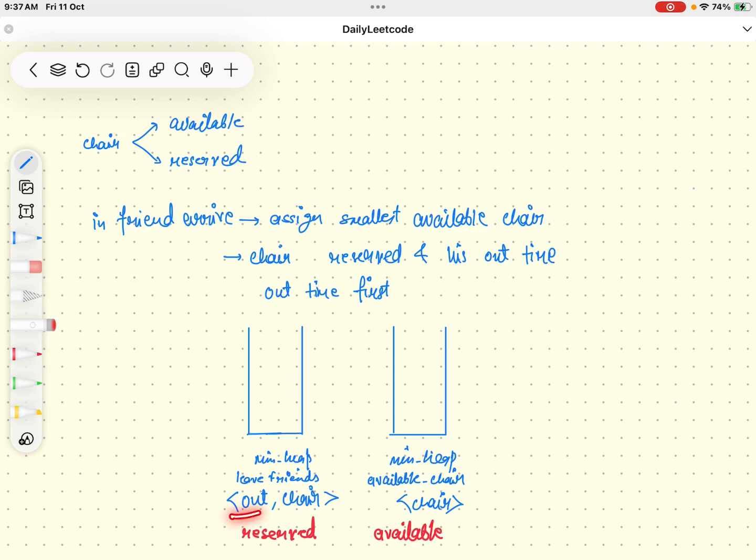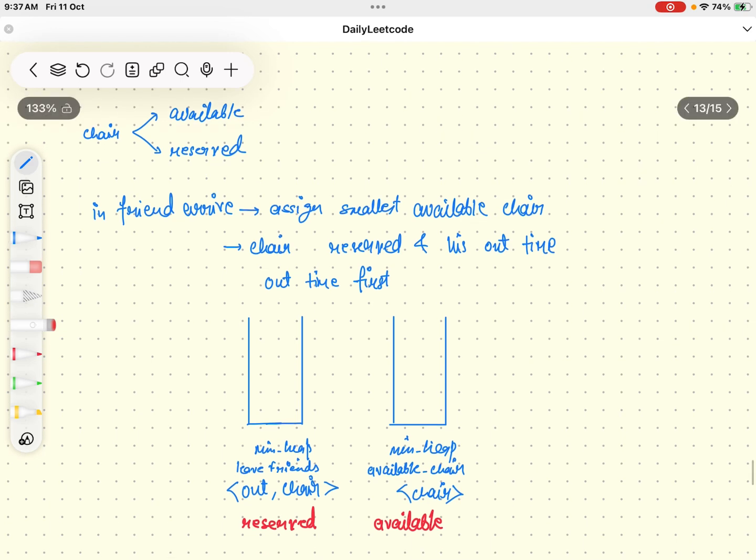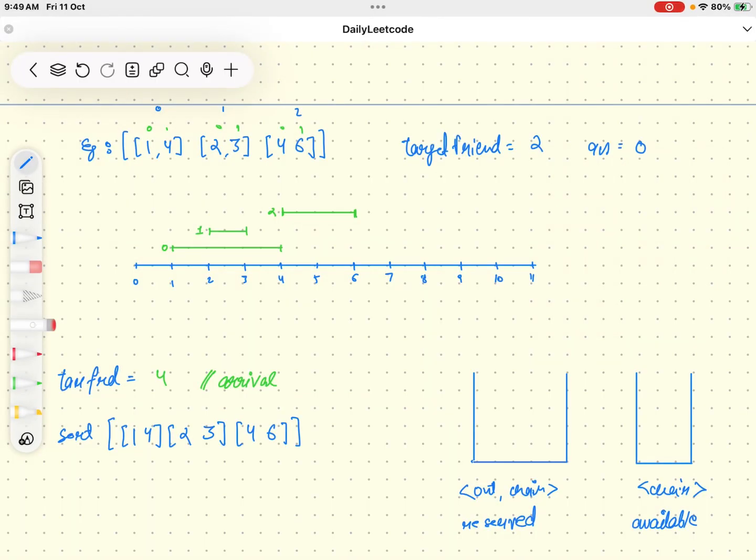It will be saving the minimum departure time at top of it. So now I'm gonna give you a dry run of how to solve this question. For the dry run, I have taken example number 1, and the target will be friend number 2, and the answer should be 0, that he will be sitting on seat number 0.